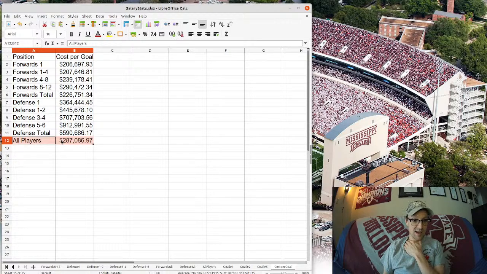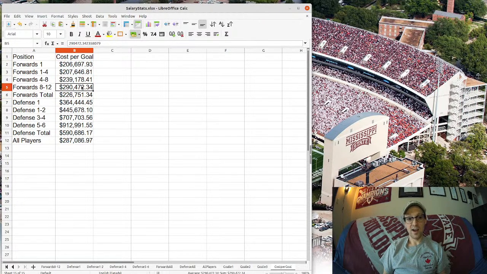All players, $287,086 per goal. So basically, you can see on a cost per goal basis, forwards are dramatically less expensive, which kind of makes sense. But surprisingly, the variance from the top to the bottom forwards is not that much.